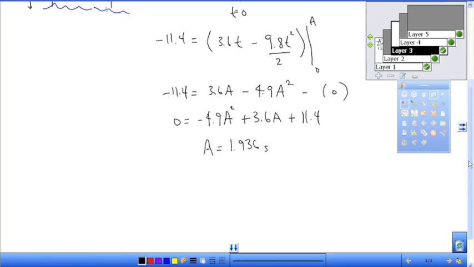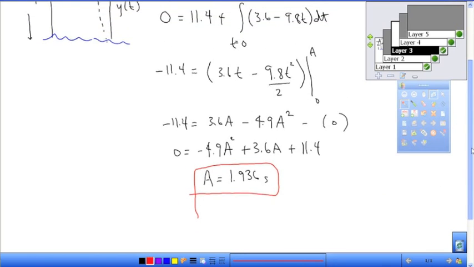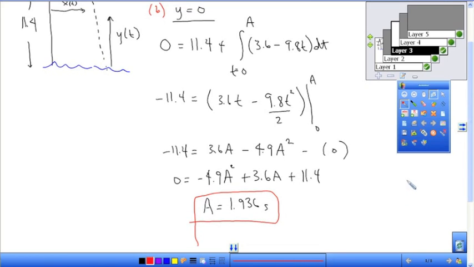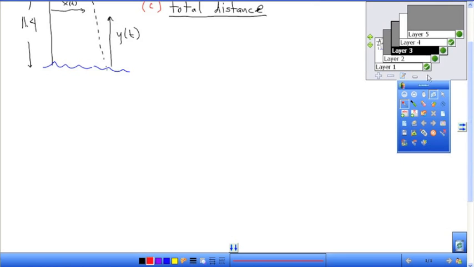Okay. Again, we started with a y equation, and we solved that y equation, computed the actual definite integral from 0 to a, and we set that y value equal to 0. Let's go on to C.